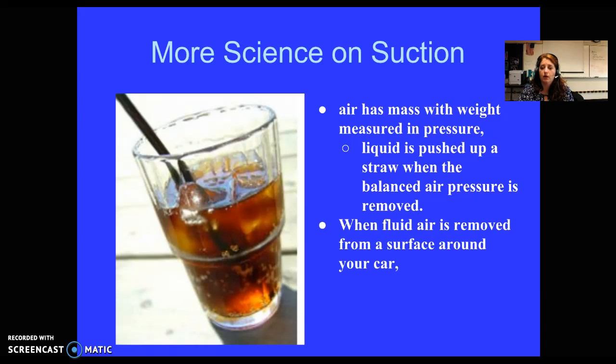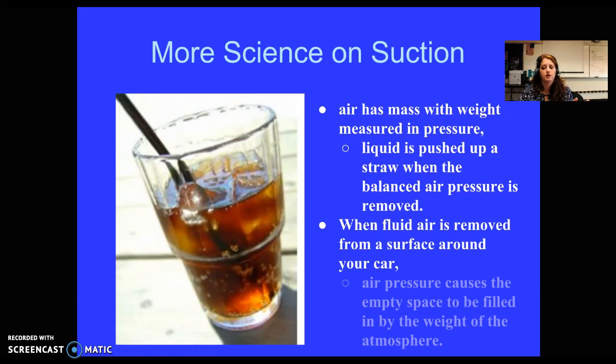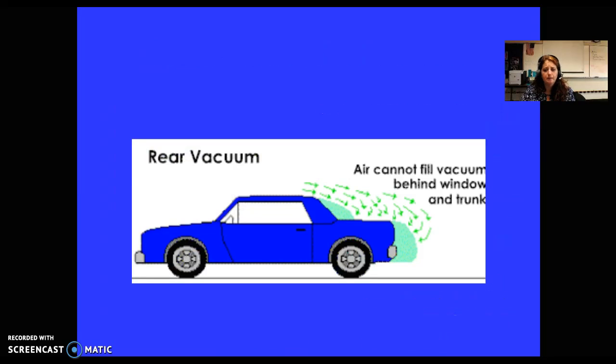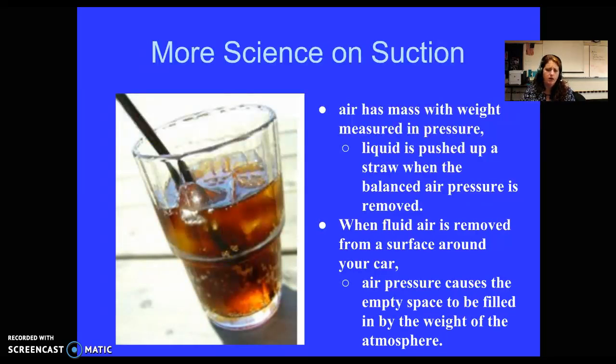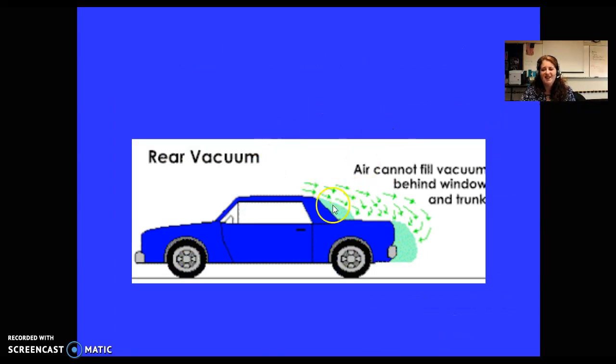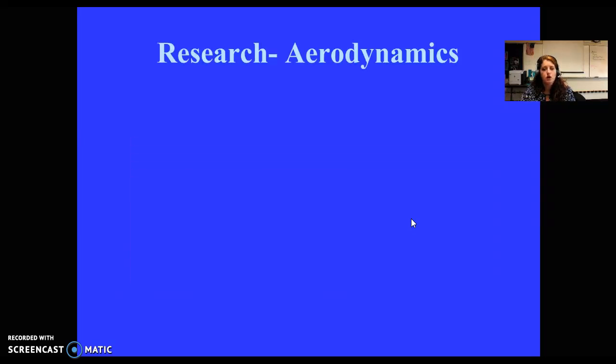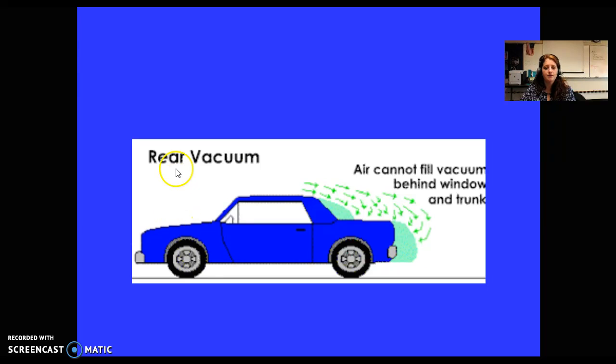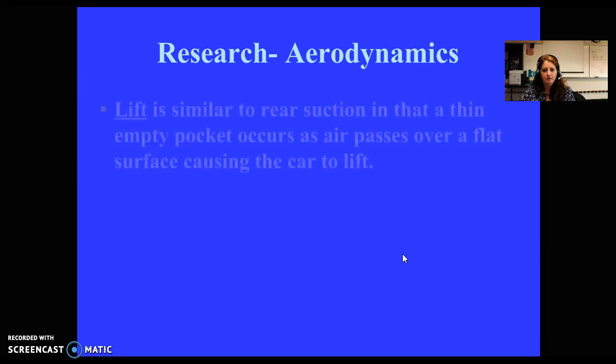So when you remove the fluid air from the surface around your car, the air pressure causes the empty space to be filled in by the weight of the atmosphere, which is gravity. Oh, I'm sorry, that's atmospheric pressure. I'm all sorts of struggling. So again, that's that rear vacuum that occurs. It's coming off the top of the car, and the air just goes down and creates this suction, pulling the car backwards. So you want your lift to be greater than that suction that's coming in the back.